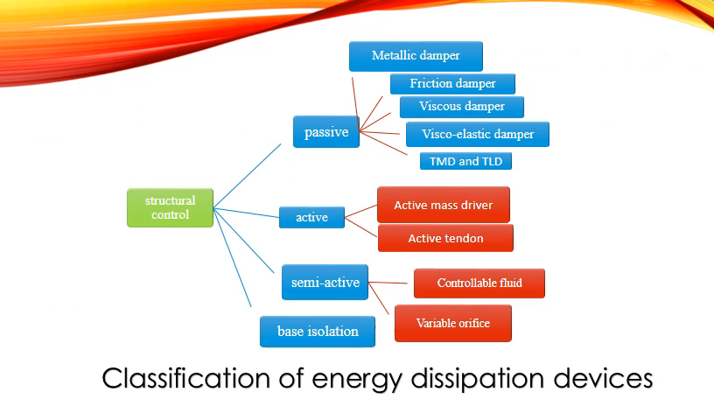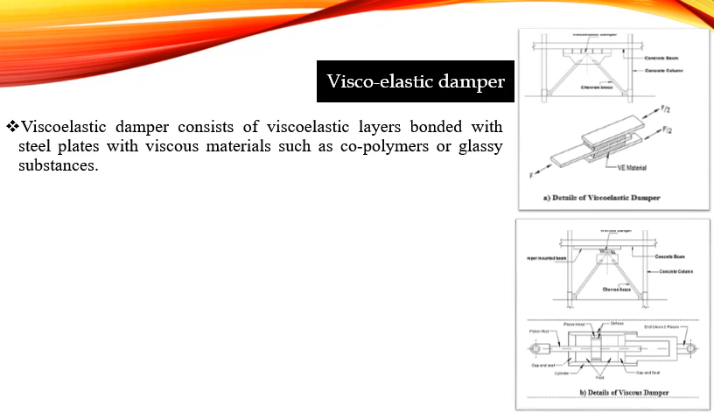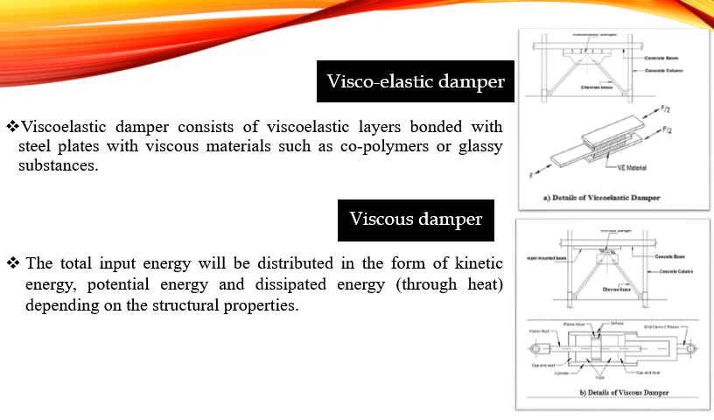This is the classification of the energy distribution devices: passive, active, semi-active, and base isolation. Among the passive energy distribution devices, in this study we are using friction damper for comparison, and viscous and viscoelastic dampers. The first one is the viscoelastic damper. A viscoelastic damper consists of viscoelastic layers bonded with steel plates, as shown in the figure, with viscous materials such as copolymer or glassy substances. Next is the viscous damper. The total input energy will be distributed in the form of kinetic energy, potential energy, and energy dissipated through heat.